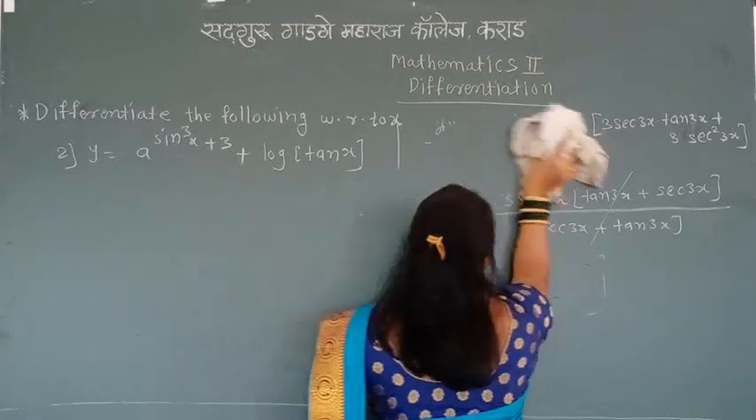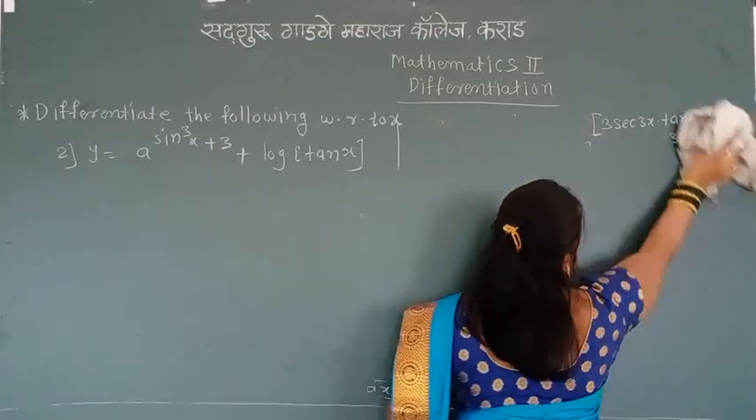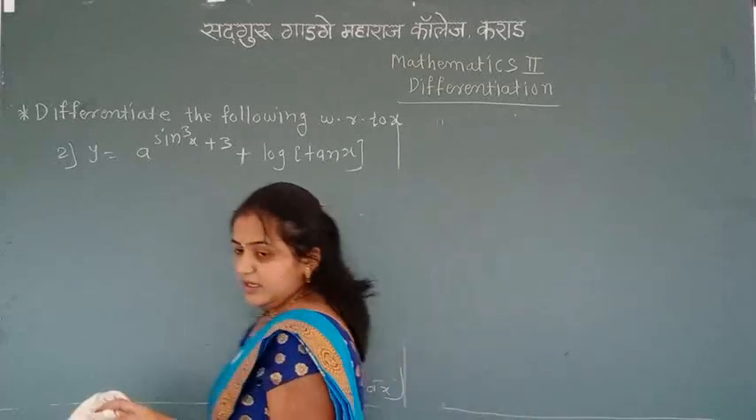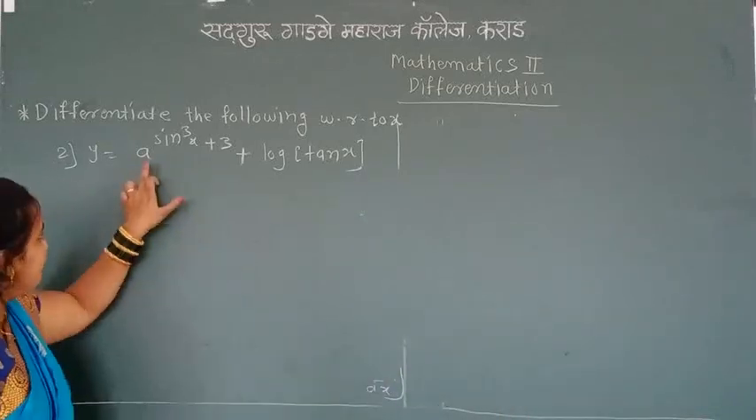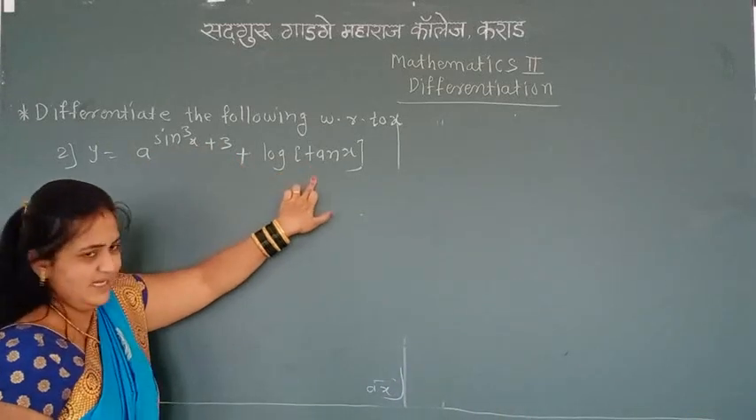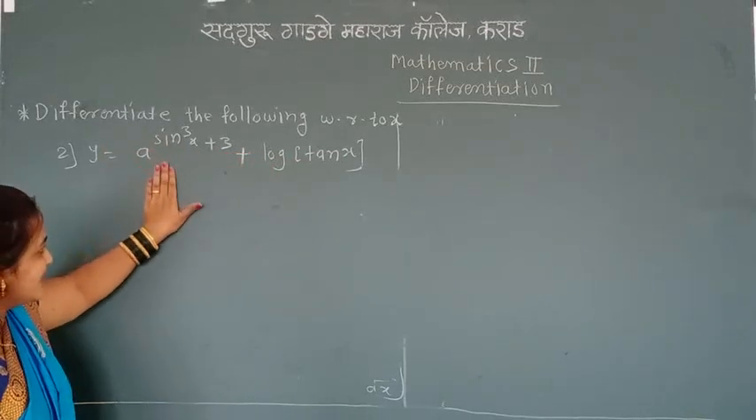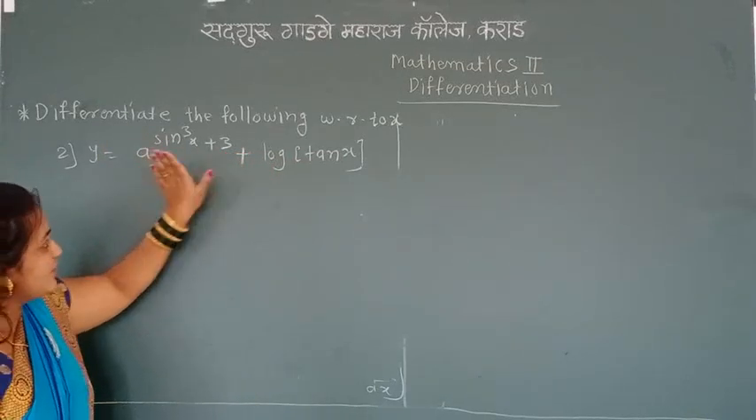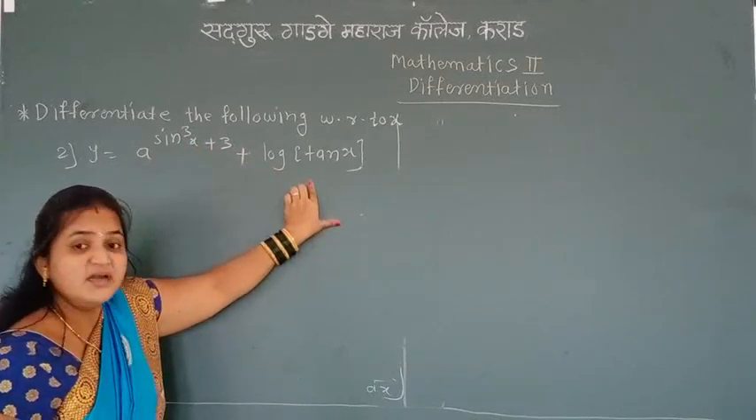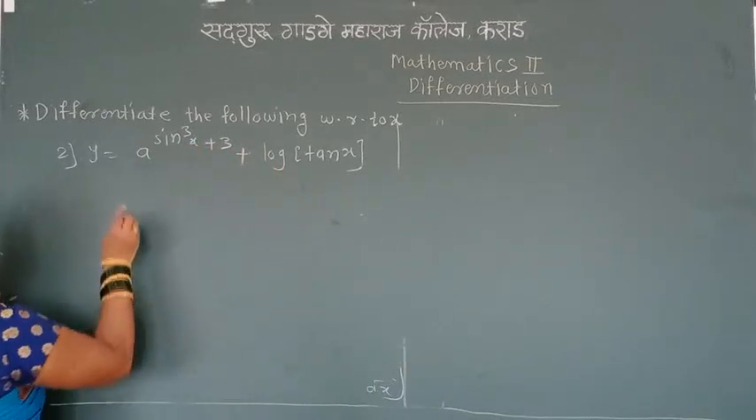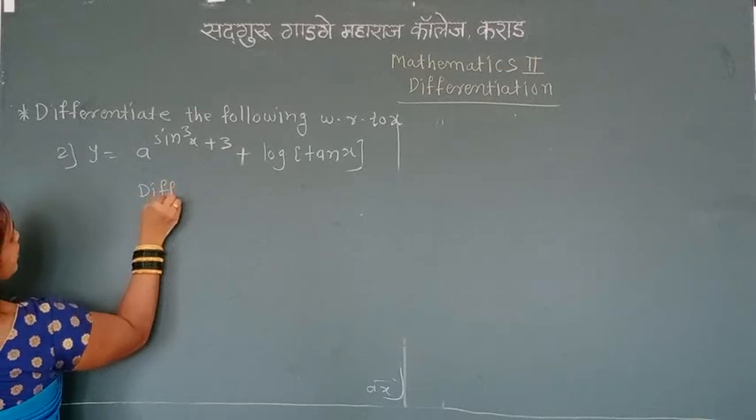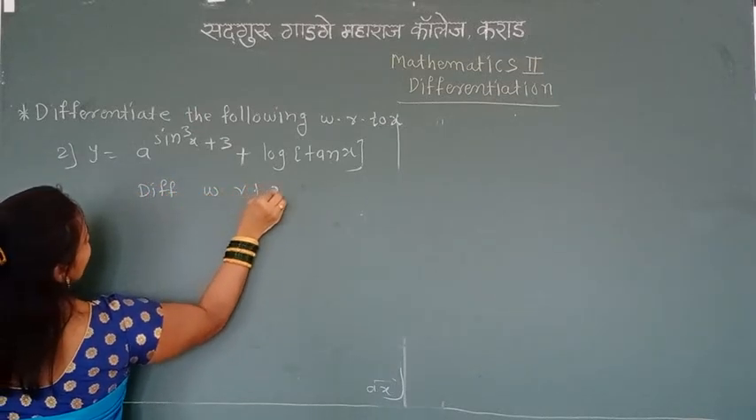Now the given function is in which form? Here the given function y is of the form u plus v. So we can use the first rules of differentiation. We find the derivative of u with respect to x, and we find the derivative of v with respect to x. So first we use the differentiation rule. Differentiate with respect to x.